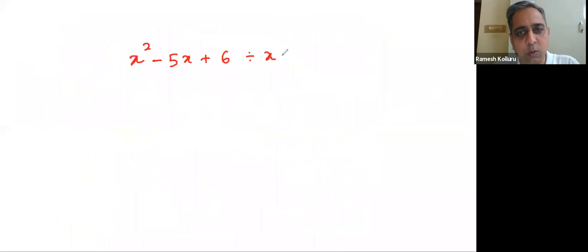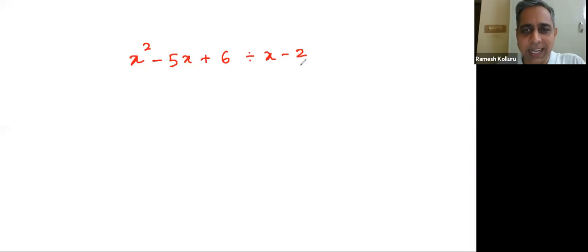So once this division is completed, almost my algebraic division is also completed. So let us take a few problems related to algebraic division. First, let us take very simple ones, right? So let me take something like that, x square minus 5x plus 6 divided by x minus 2, right?